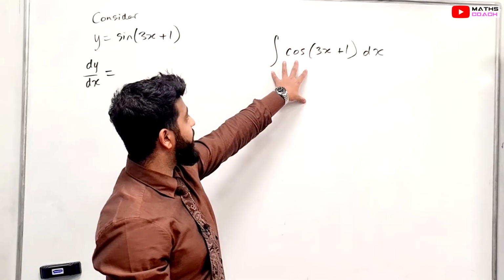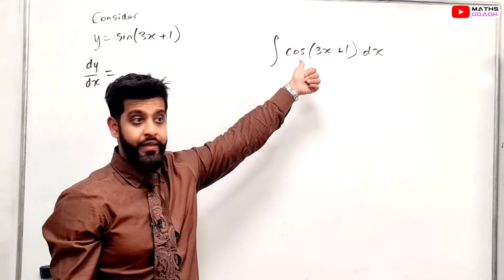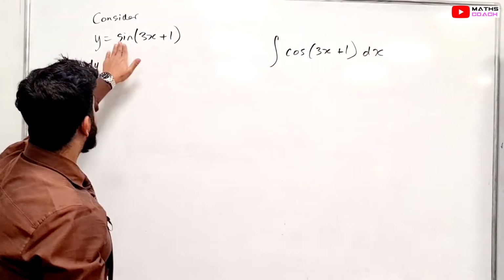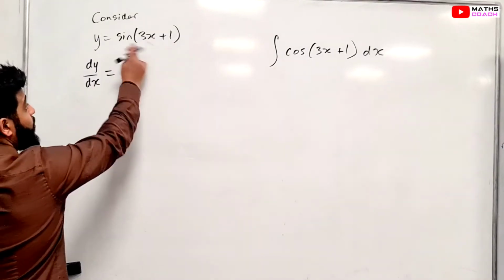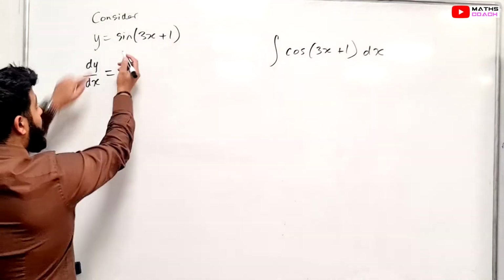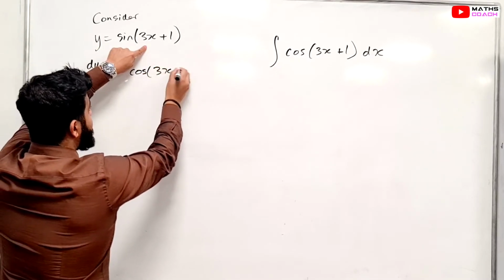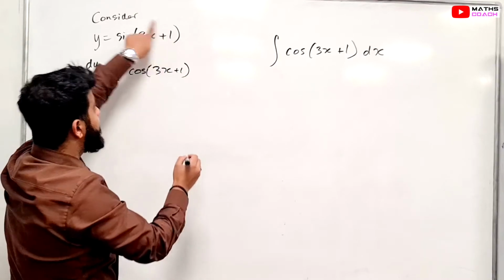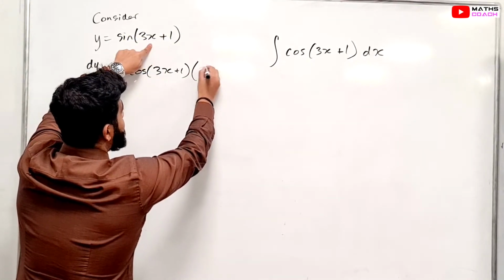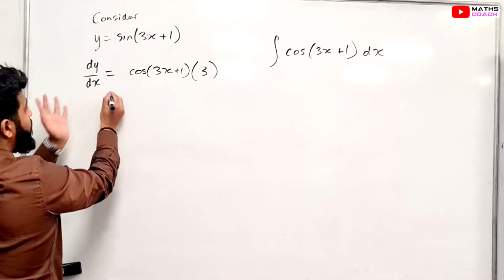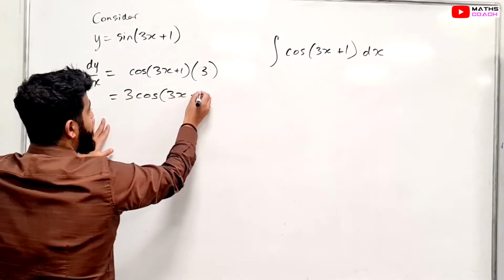Let's say you want to integrate cos 3x plus 1. What do we do? We know that cos is linked to sine, so we will consider sine 3x plus 1. When we differentiate this, we do everything that we normally do. Sine becomes cos, and then we write this. The chain rule says to differentiate the bracket, which is just 3. Overall, it simplifies to the 3 coming here, so 3 cos 3x plus 1.